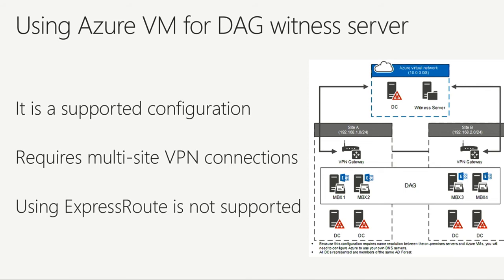Okay, which we would never want. Kind of defeats the purpose of having separate paths to your witness server. So using ExpressRoute in this configuration is not supported, and again, even if you do it in an unsupported configuration, you'll run into failure scenarios where it won't work for you as well. So do not do that.